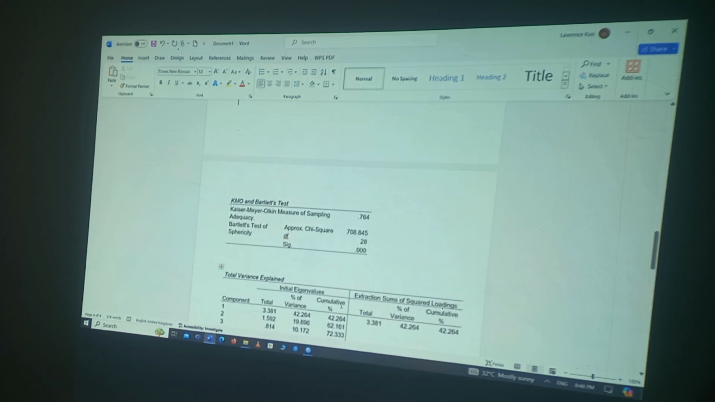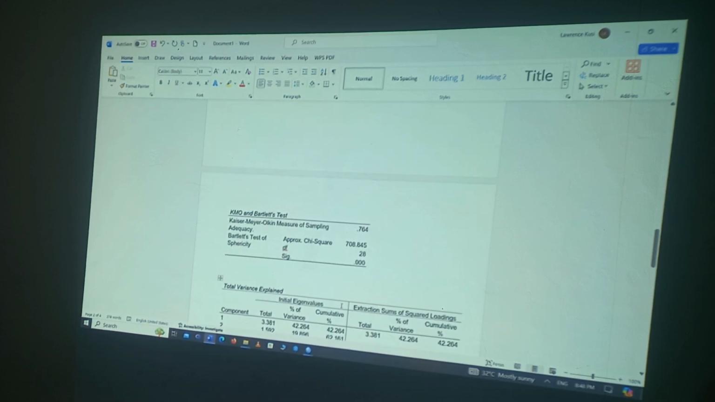So let's evaluate it quickly. The KMO, what did we get? I had 0.764. Okay. Is it acceptable? Yes. Okay. Then the next assumption is what? Is it identity matrix or not identity matrix?